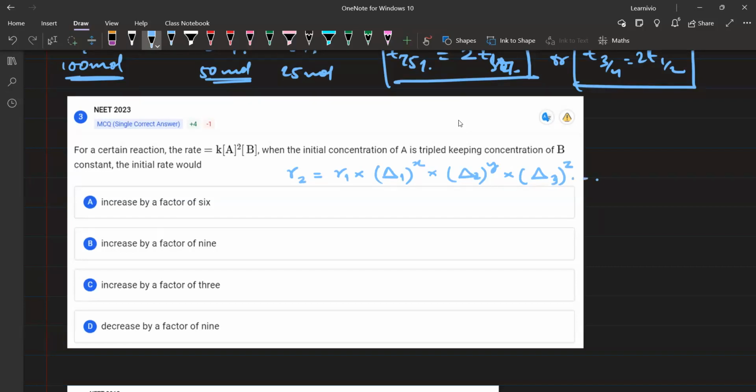Now this can go on, depends on for how many reactants you are changing the concentration. See, R2 is equal to R1, change to the power X, that means change to the power of whatever their order is. And if you are changing some other reactant, then whatever change you are doing, to the power of whatever their order is.